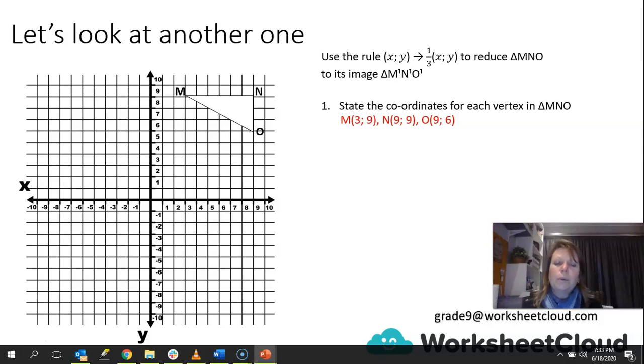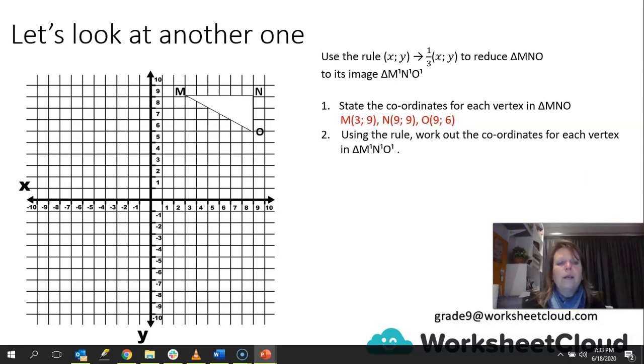Okay, we're now going to apply the rule and work out the coordinates for our image of triangle MNO. So if we've got a third here, what we need to do is divide each one by 3. Okay, so M is 3, 9. 3 divided by 3 is 1. 9 divided by 3 will give me 3. Then 9 divided by 3 again is 3. 9 divided by 3 is 3. So N1 would be 3, 3. And O1 would be 3, 2. So those are our new coordinates.